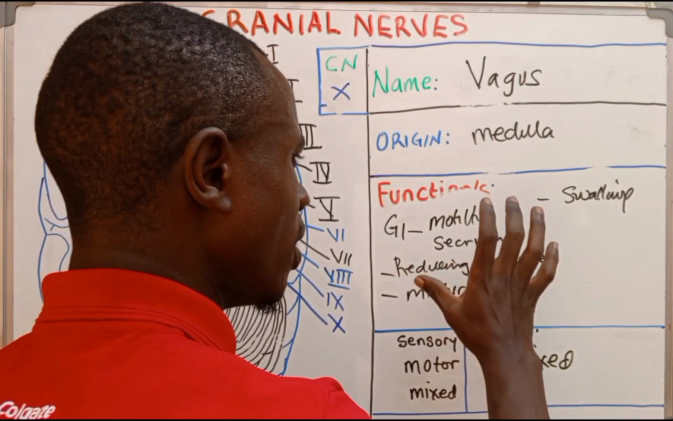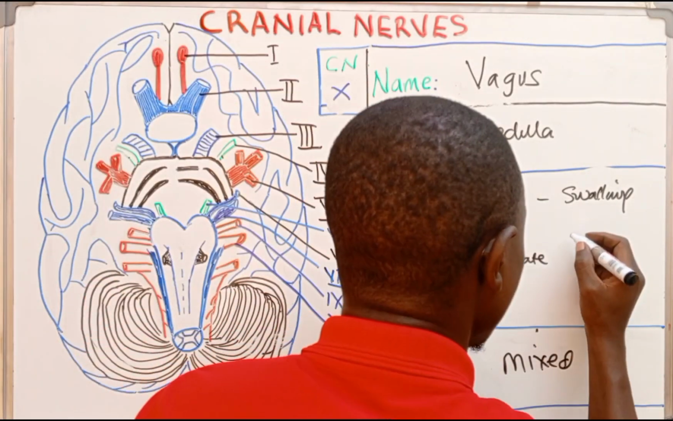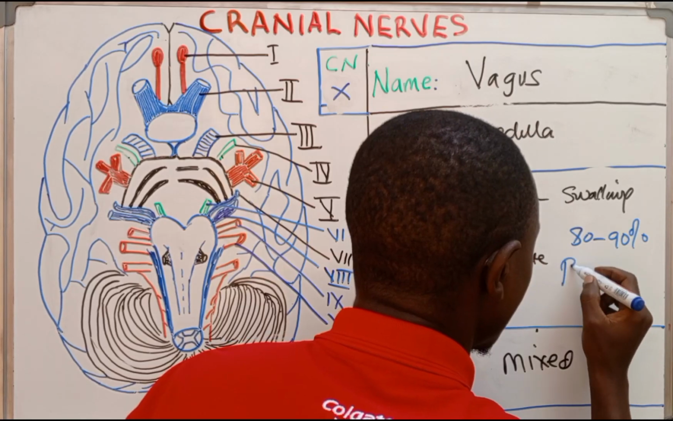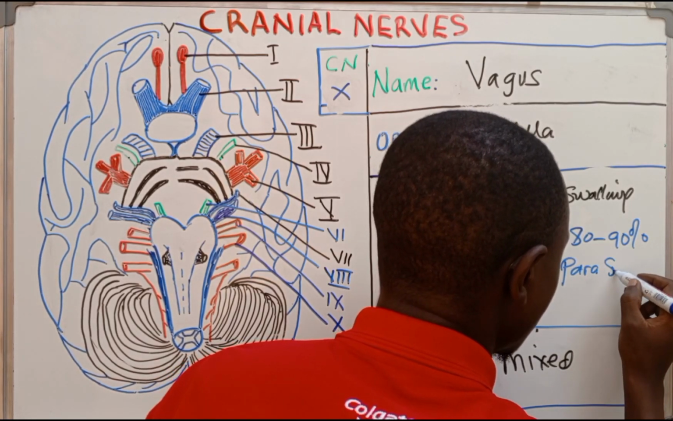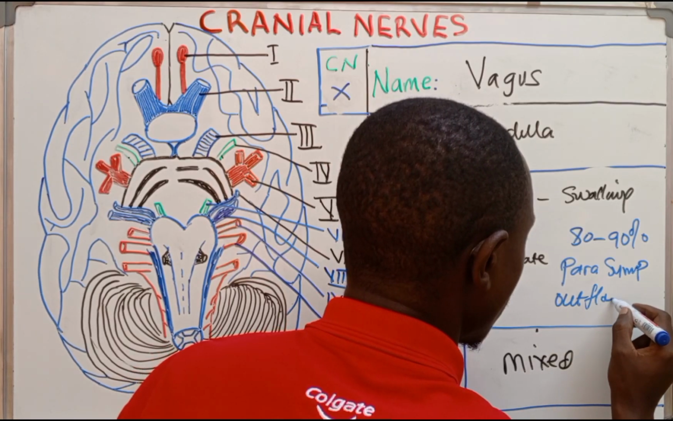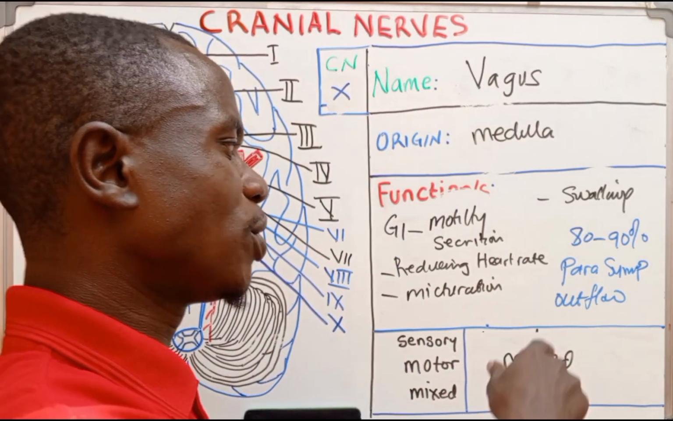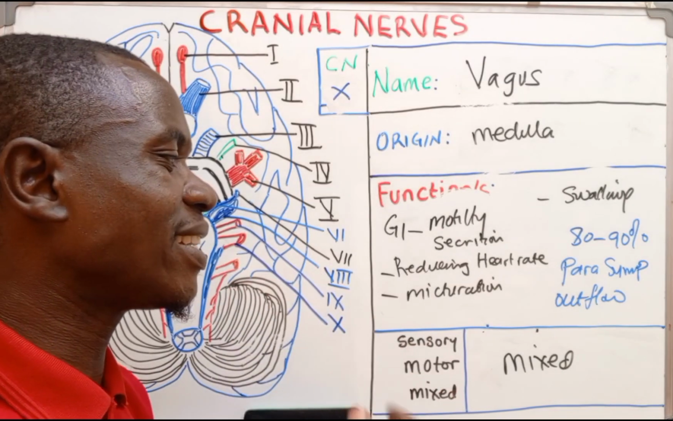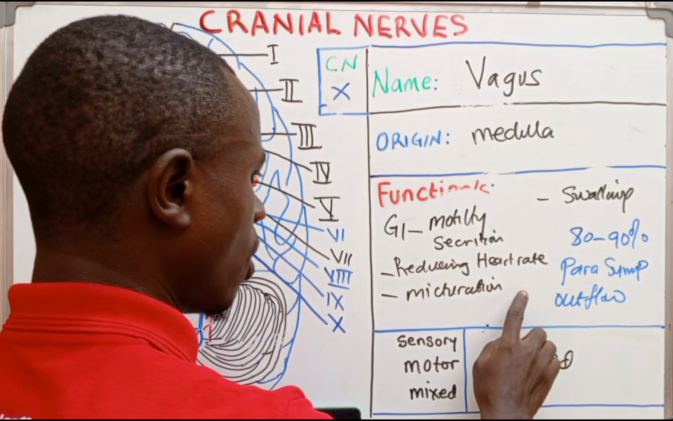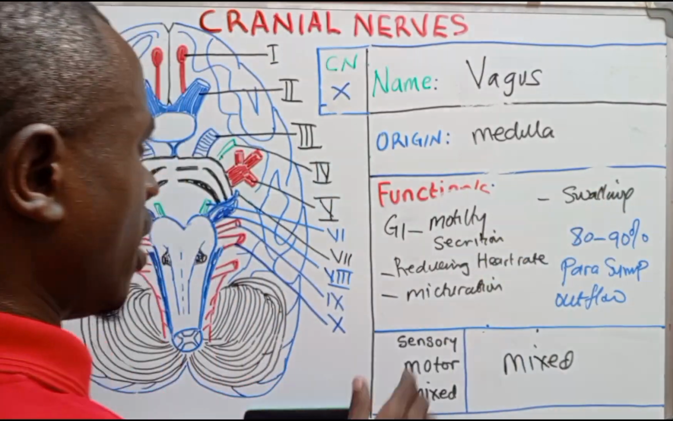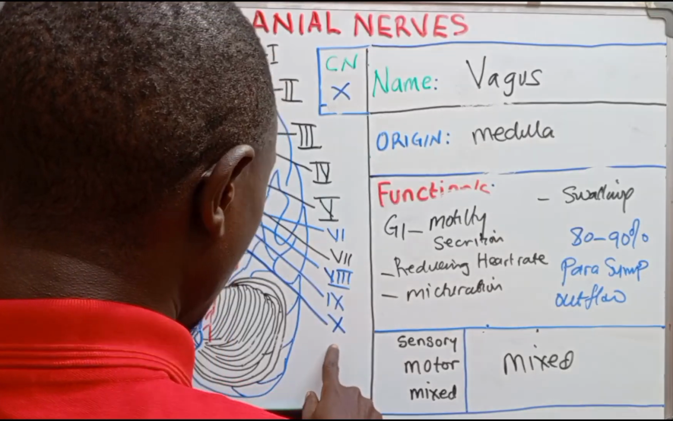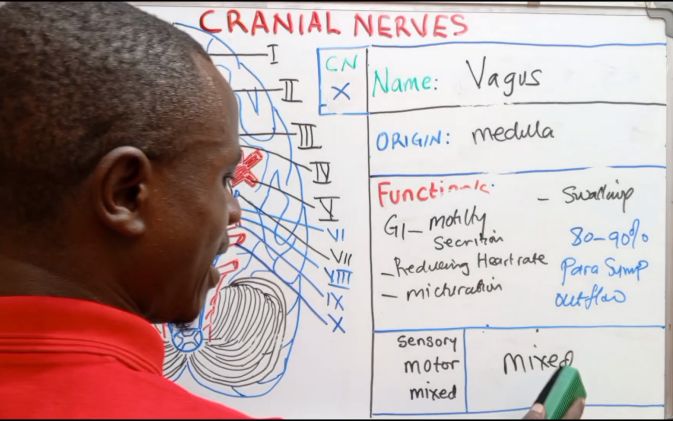Meaning vagus, he is going to be contributing 80 to 90% of what we call the parasympathetic outflow. So now all the parasympathetic outflow is going to be moving with the vagus nerve, which is cranial nerve number 10. So now let's have a look at cranial nerve number 11.